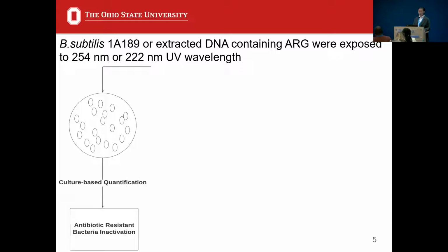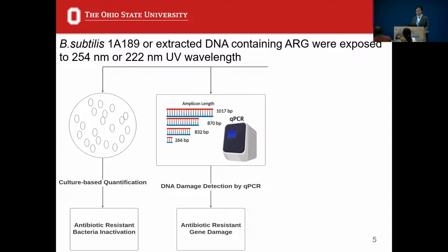The first one is to quantify the UV inactivation of ARB, and we use a culture-based method, counting the CFU before and after the UV. The second part is to quantify the gene damage after UV disinfection. We use quantitative polymerase chain reaction, also known as qPCR, to quantify the gene damage. We also have four different primer sites targeting different lengths of the gene region, to analyze if the amplicon length has an effect on the gene damage.